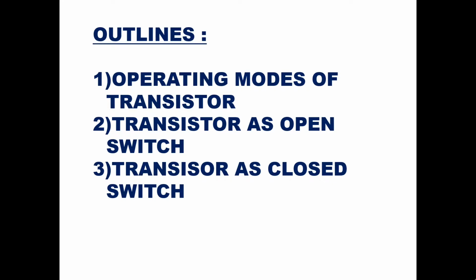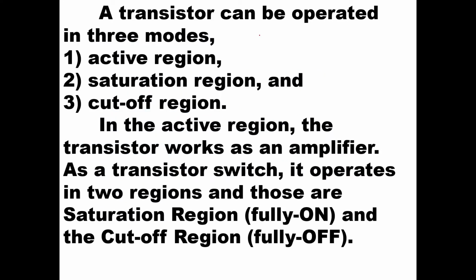Okay. So first we'll see what the operating modes of a transistor are. Here you can see, students, that the transistor operates in three modes: the active region, the saturation region, and the cutoff region. If you look at the layer diagram of an NPN transistor, you can take NPN or PNP, this is the emitter, this is the base, and this is the collector. This is junction J1 and this is junction J2.